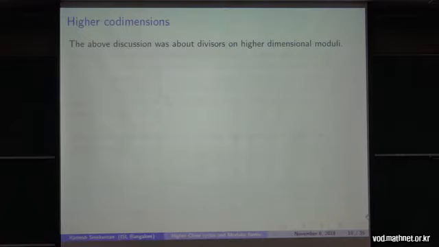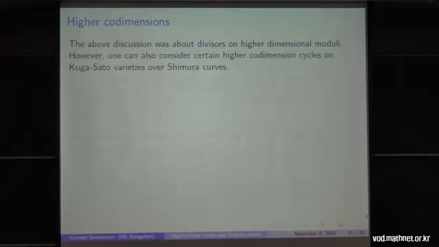Okay. But in all these cases, we've been looking at divisors on higher dimensional moduli. First we have curves, then curves on surfaces, surfaces on three-folds, three-folds on four-folds, and so forth. Right? But you can also consider certain higher codimensional cycles over the Shimura curves, on what are called Kuga-Sato varieties over the Shimura curves.